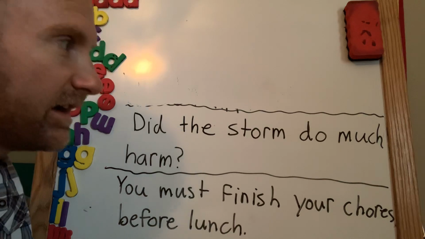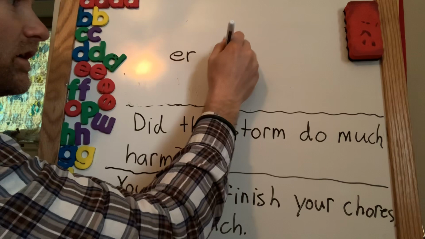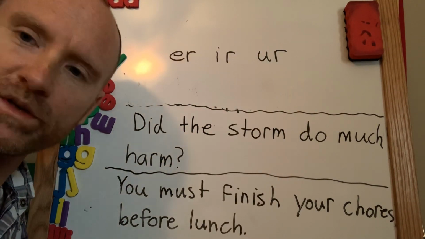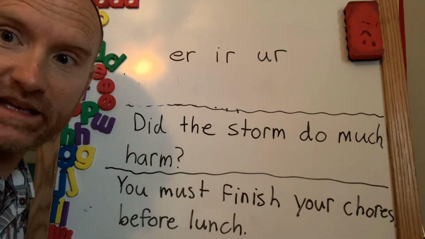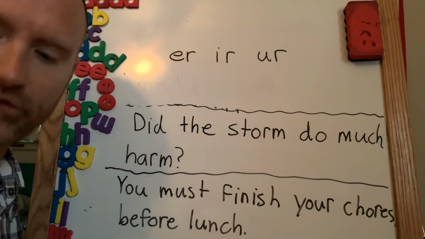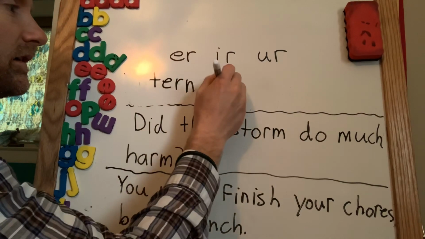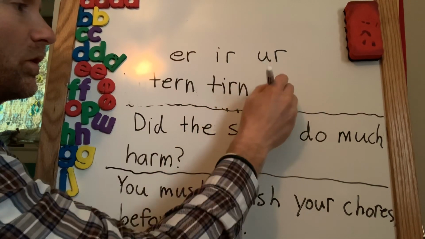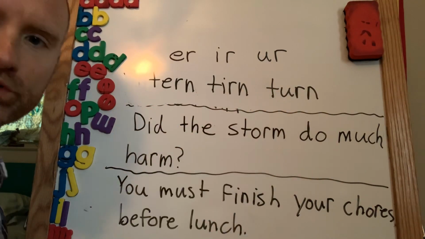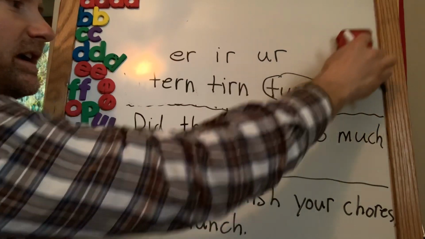Now, what about ER, IR, and UR, because they all make the same sound, right? So with spelling, you just kind of have to try it and see if it looks right, okay? A lot of these words you've seen before. So for example, turn, we could write it like this, or like this. So you just have to decide which one looks right. Which one do you think looks right? Okay, this is the word turn, all right?